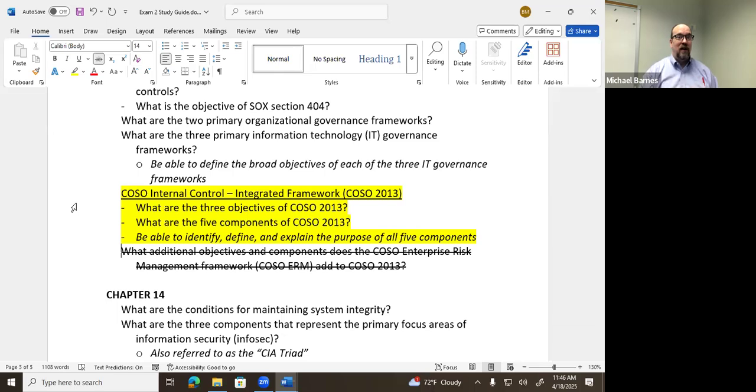So everything I just talked about right there. Obviously, it doesn't need to be word for word on the objectives since I didn't give it word for word. It's basically reporting, operations, compliance are the three objectives. But you do need to know the five components. You need to be able to define those very, very clearly.